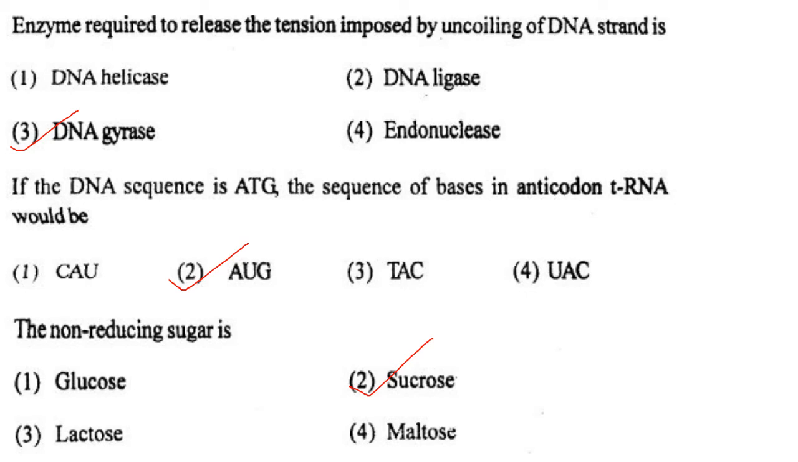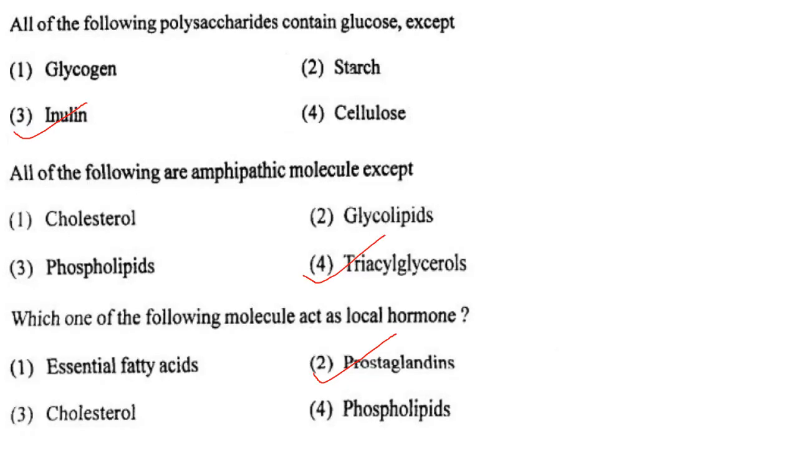The non-reducing sugar is option 1 glucose, 2 sucrose, 3 lactose, 4 maltose. Answer is option. Next one. All of the following polysaccharides contain glucose except option 1 glycogen, 2 starch, 3 inulin, 4 cellulose.